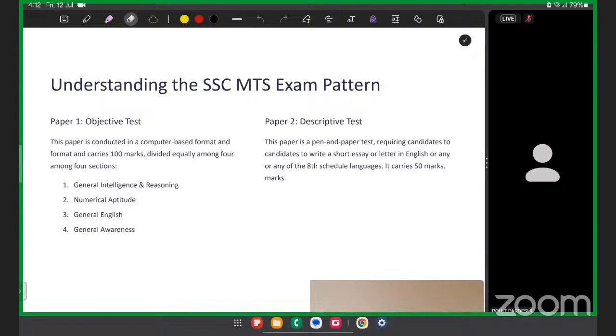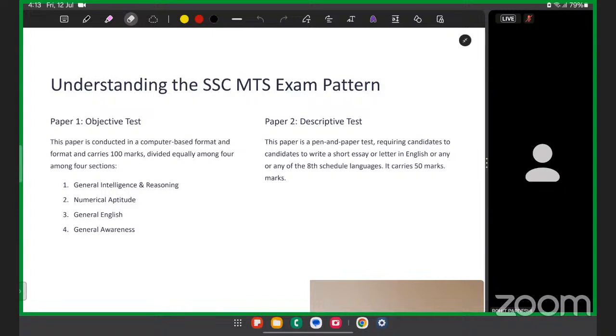Now the second paper. After clearing paper 1, you're eligible for paper 2, which is a descriptive test. In this you'll have to write an essay, read grammar and solve the grammar, and rephrase, but as per the demand of the question it goes on changing. The pattern changes every year. It is not a constant pattern, but essay writing is a constant.